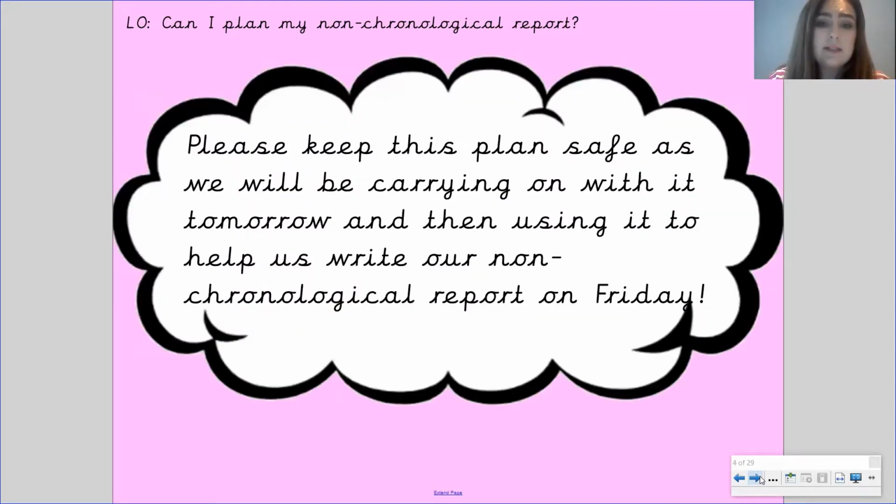Please, please, please keep this plan safe, as we'll be carrying on with it tomorrow and then using it again on Friday to help us when we write our non-chronological report. So it is really important that you are looking after this piece of paper.